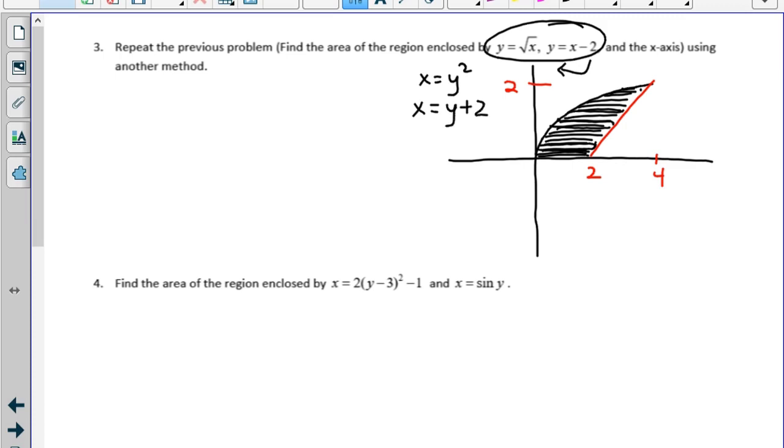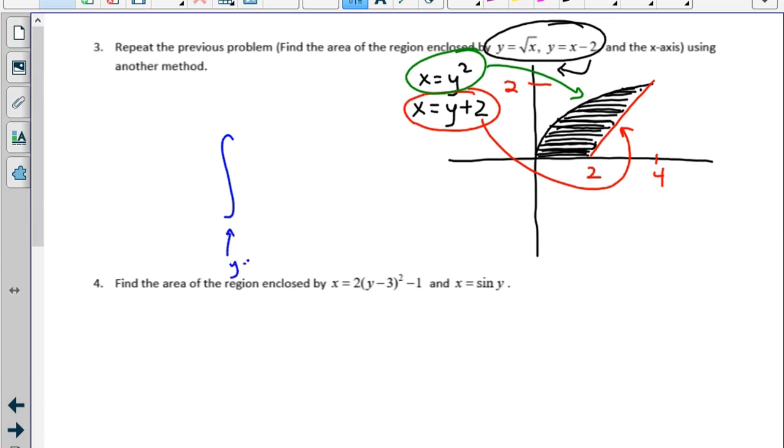So if I take a look at this, the red function, which is my right function, is y plus 2, and my black curve, which is the sideways parabola, is x equals y squared. So I can write this in terms of y by taking the integral from, notice these are going to be y values now. So that's something that's important to be aware of. These will be y values now.